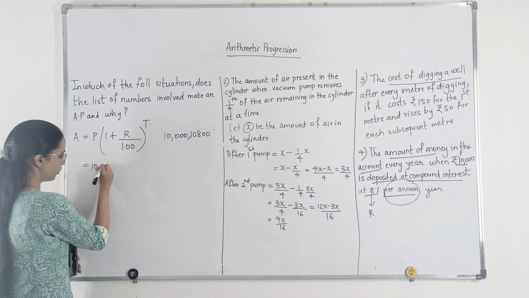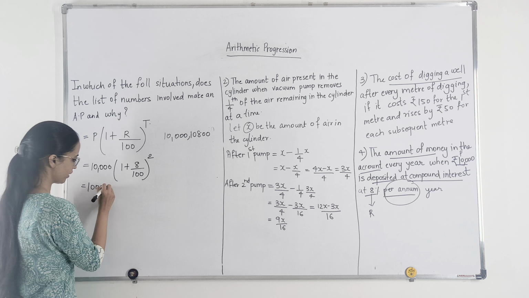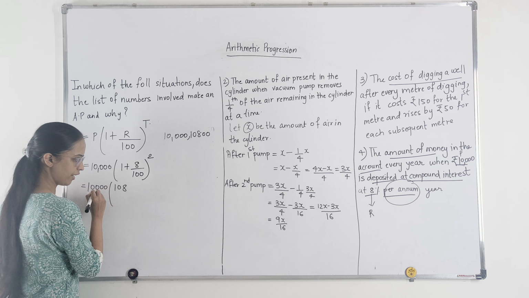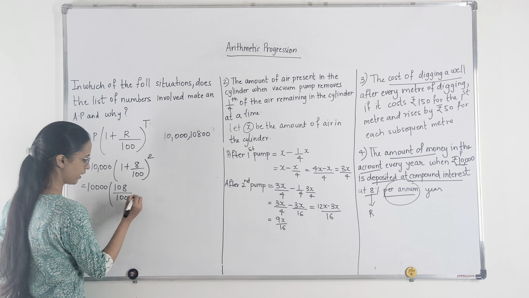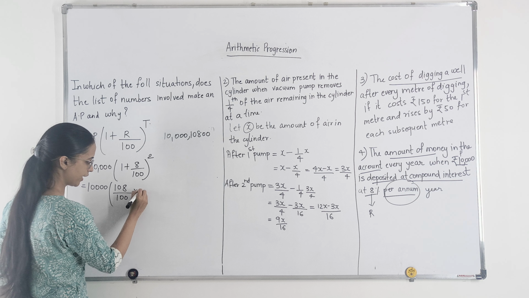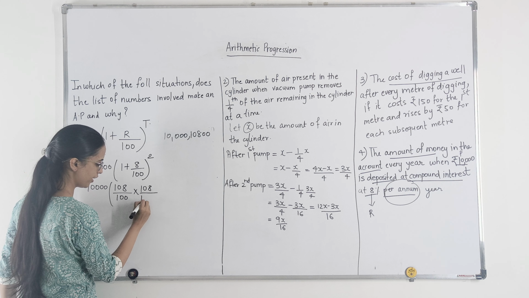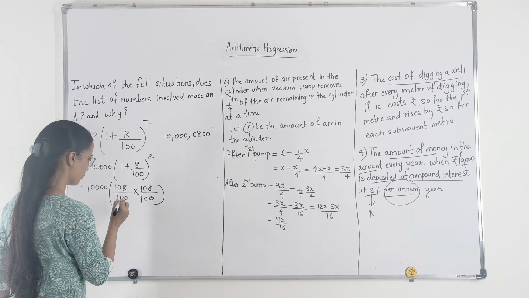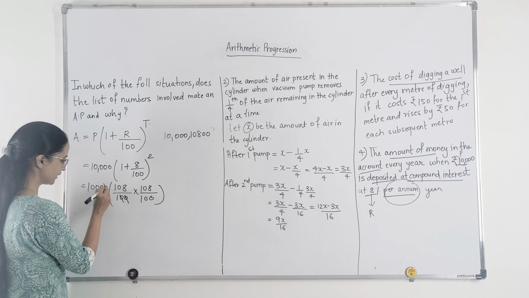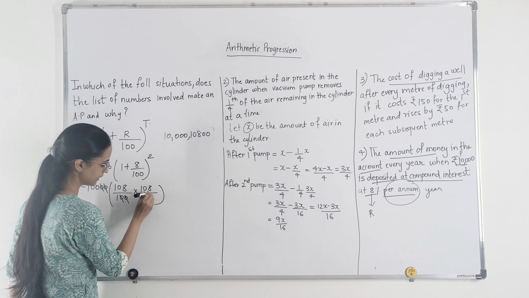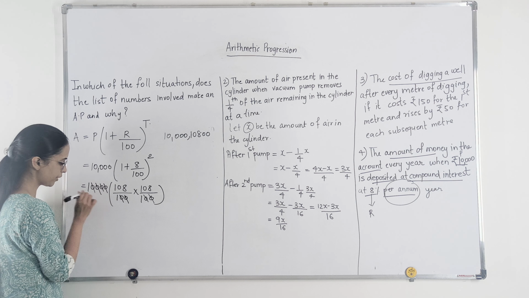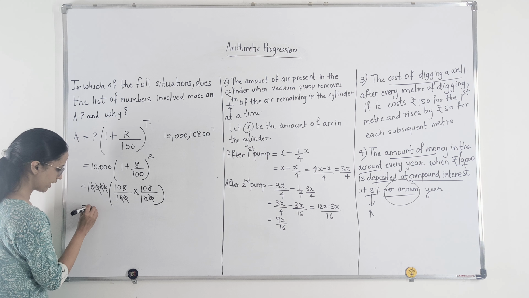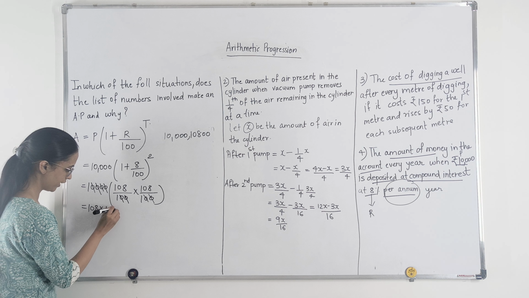Now let us again solve. We are going to take the LCM. So here we will get 108 upon 100, and since this is square, so can I write 108 upon 100, 108 upon 100 2 times because square hai. So 2 zeros from here get cancelled, 2 zeros from here get cancelled, again 2 zeros from here and 2 zeros from here. So we get 108 into 108.